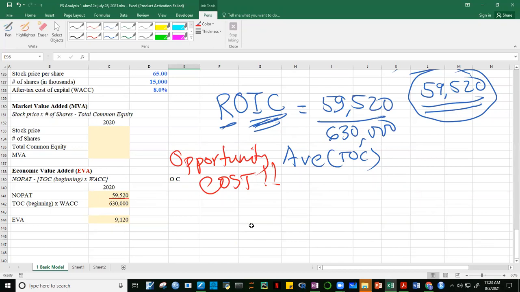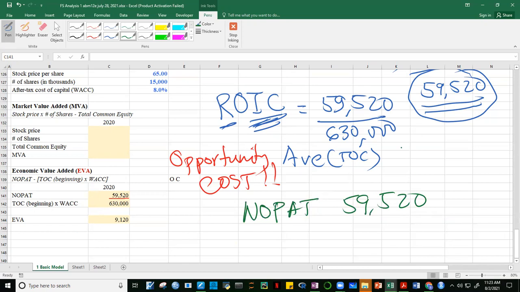Pero is it better yung 2020 compared to 2021? Hindi muna. Kailangan, hindi lang itong gagamitin natin na NOPAT. No? Kailangan kukunin natin yung ROIC. Compare natin yung ROIC nila. And then also compare yung economic value added. So paano yung kwento ng economic value added? So si EVA, ganito yung kwento niya. Again, guys, relate natin sa ano. It's like a story. No? So nag-generate siya ng operating profit na 59,520.